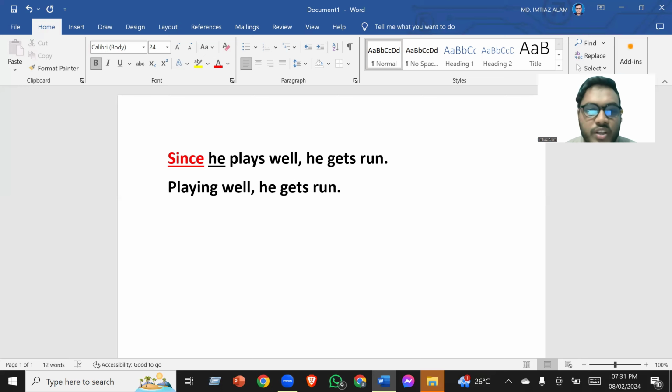So in this type of situation, when you see sentences starting with since, as, when, coming up as complex sentences, you have to delete the since, and then delete the subject and the auxiliaries as well. You have to focus only on the main verb. You have to start your sentence with the main verb, converted into ing form. Then the answer will be, playing well, and the rest of the things remain the same, he gets run. The question is, since he plays well, he gets run, and the answer in a simple sentence will be, playing well, he gets run.